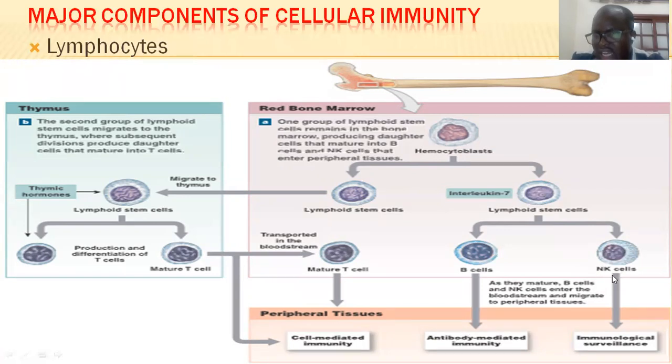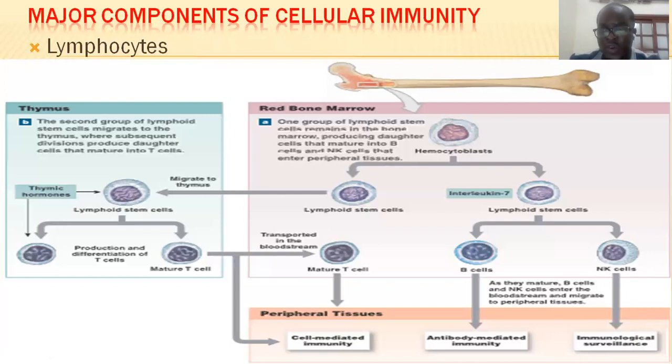These are the ones that are killing viral infected host cells and other pathogens that can get into the body. So they are involved in immunological surveillance. They are released to the circulation. They will just survey pathogens. Whenever they find a pathogen, then they will attack. That's why they are called natural killer cells. So this is where the lymphocytes are coming from.